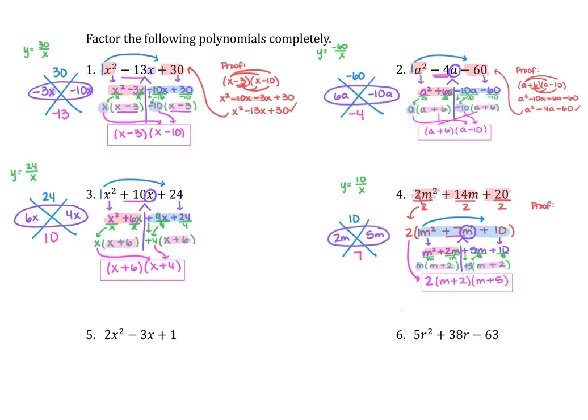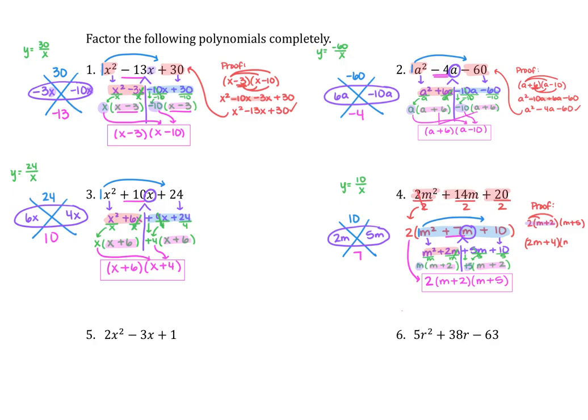Now, if you remember, that has to get me back to my starting answer. I told you the most common mistake people make is that they forget the 2 out in front of their answer. So, really important check step on this part. How I would do it is I'm going to take just the first 2 and distribute those. So 2 times m is 2m, and 2 times 2 gives me 4.